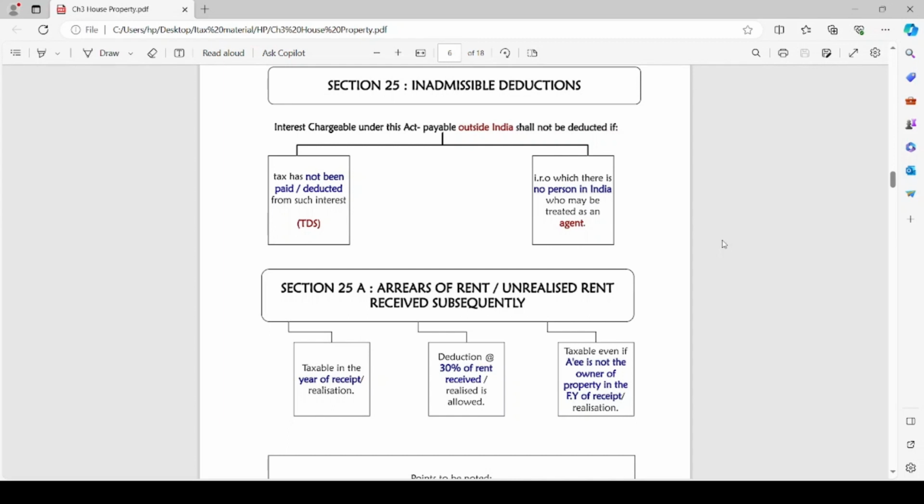Next point. Interest chargeable under this Act payable outside India shall not be deducted if in respect of which there is no person in India who may be treated as an agent. There is no person in India who is acting as an agent for paying interest outside India. In such a case, such interest amount will be called inadmissible deduction as per our income tax provisions.